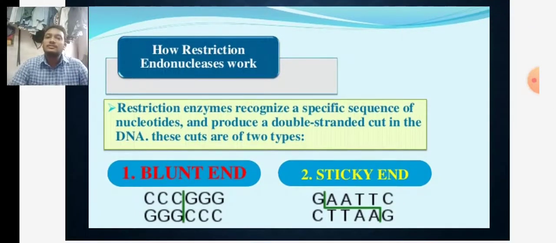How the restriction endonucleases work. We have already discussed restriction endonuclease. It can cleave the DNA. So which type of cutting? It produces two types of cutting, that is a blunt end and a sticky end.